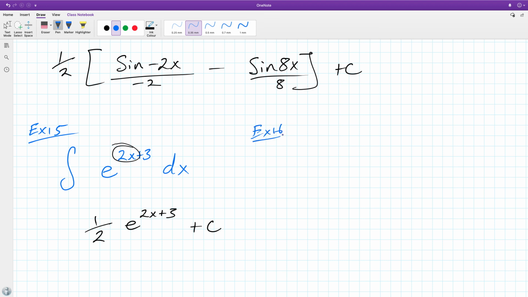Example number 16, I've got this one. Integrate for me e to the power of 3x minus 1 dx, in between the integrals 1 and minus 1.